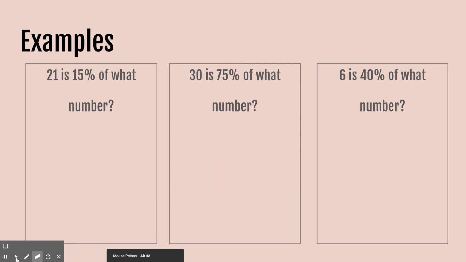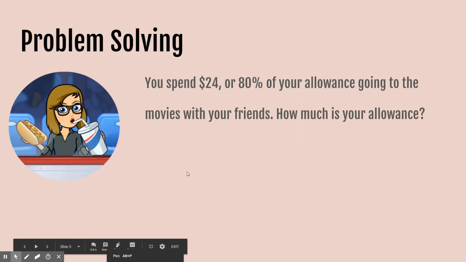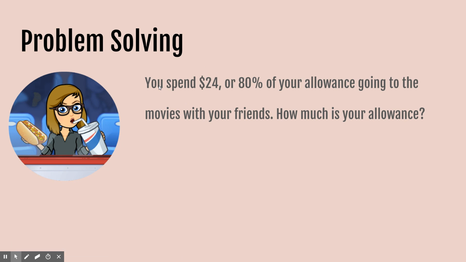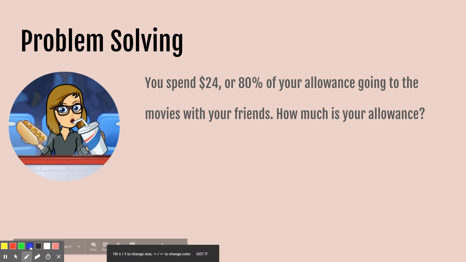So now we're just going to look at a couple word problem situations. So these are, again, some that you have seen before that we were using the strip diagram to solve. So now you have another option. You can use a proportion if you want when you see these. So it says you're spending $24 or 80% of your allowance going to the movie with your friends. How much is your allowance?